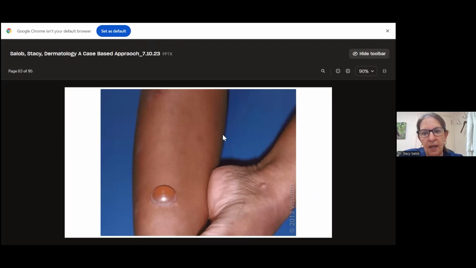So here I'm seeing a solitary bulla, a large tense blister. The surrounding skin doesn't look terribly abnormal. It's skin of color, so maybe there's a little bit of erythema surrounding it here, but it is a pretty large blister. So what do you guys think? So it is not. Does anyone know what it is? So this is a bullous insect bite or arthropod bite.